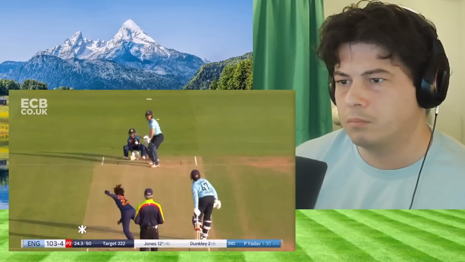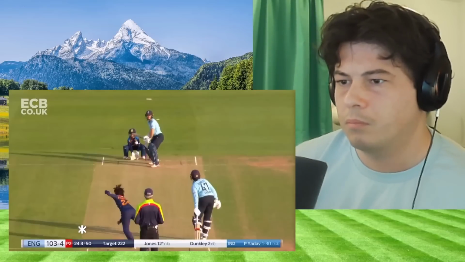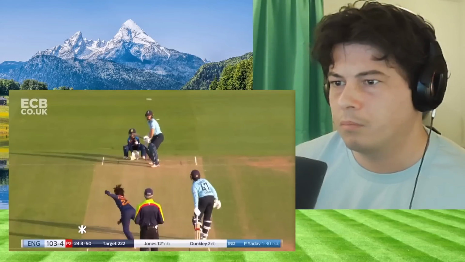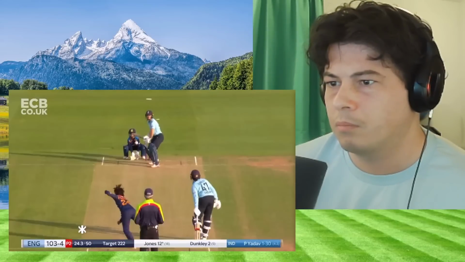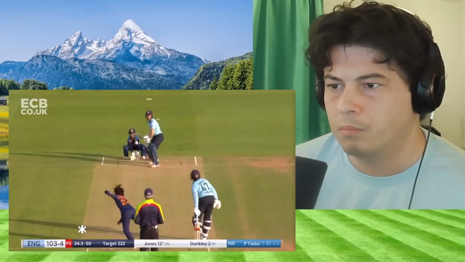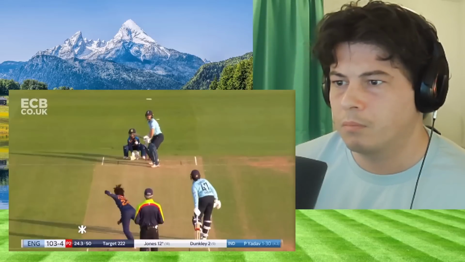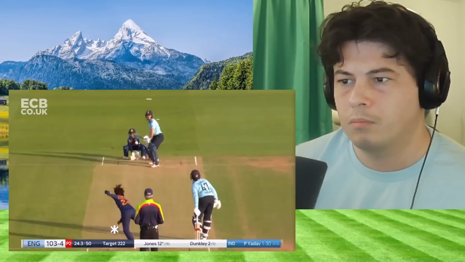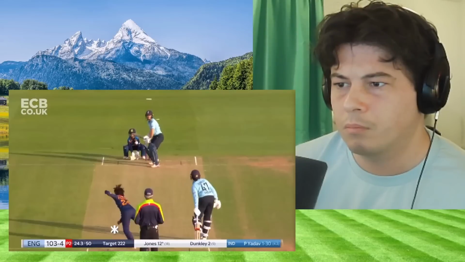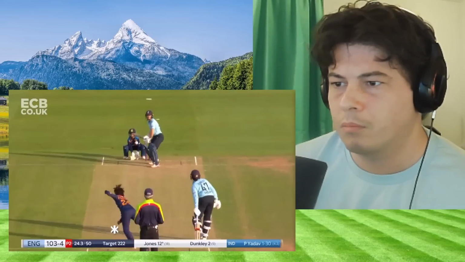That means that we are 24 overs and 3 deliveries into this innings. And then the 50 means that this innings will have at most 50 overs, right? Because this is a one-day international. Then it says target 222. This means that India went first and scored 222 runs. So that's how many runs England has to score to win.